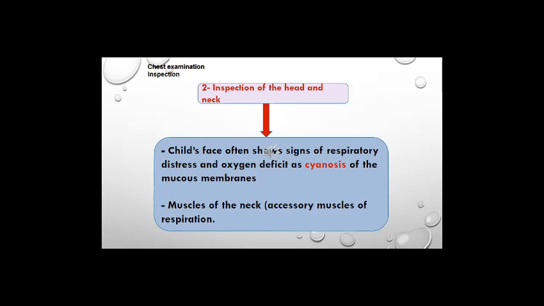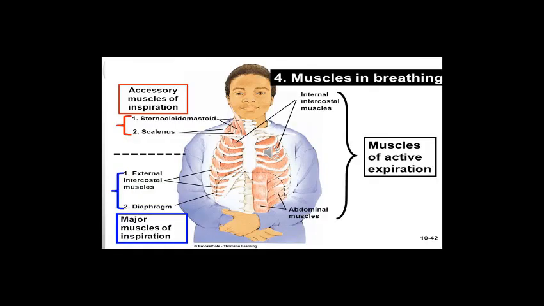The child face often shows signs of respiratory distress or oxygen deficit as cyanosis. وبنبص على accessory muscles of respiration اللي هي neck muscles. This is a diagram illustrating the muscles which are involved in breathing.